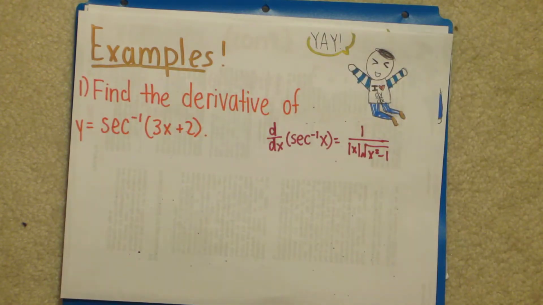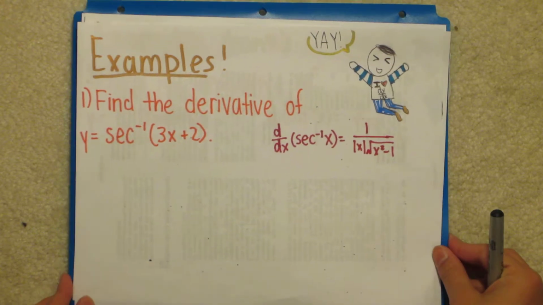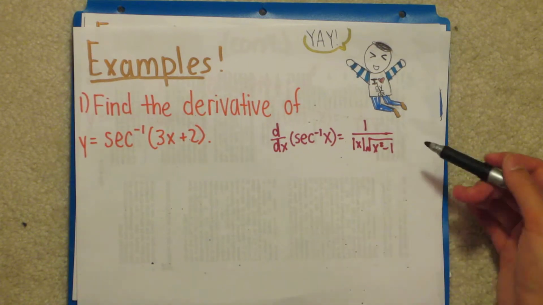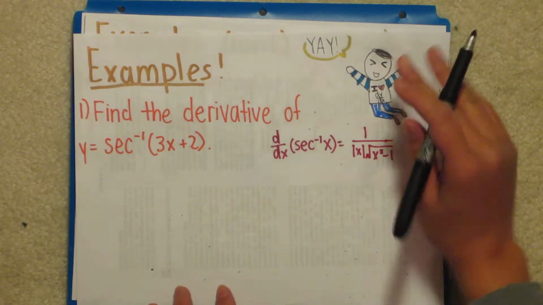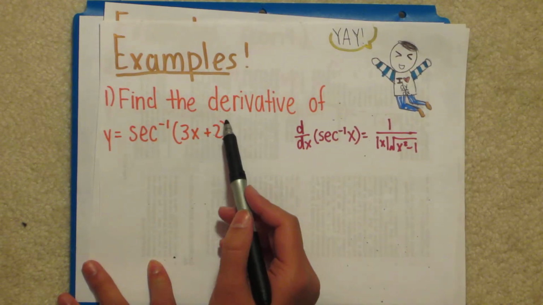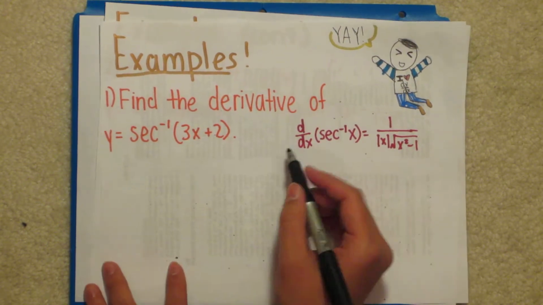So now I'm going to do some examples. So number 1, find the derivative of y equals inverse secant of 3x plus 2. And we would use this formula. So all you have to do is look at this as x and plug that in.